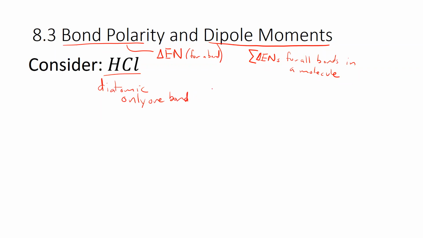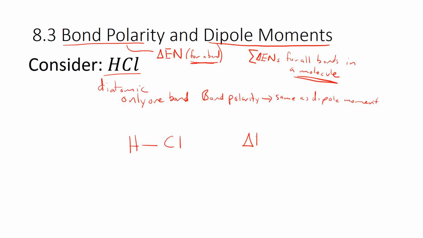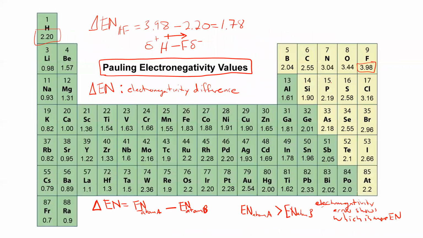Okay, in that case, the bond polarity will be the same as the dipole moment for the molecule. And notice that when we talk about a dipole moment, it's for a molecule. When we talk about bond polarity, it's for a bond. Okay. So if I think about HCl, I can calculate the electronegativity difference. And I can do that by going and looking at the electronegativities of, say, chlorine.